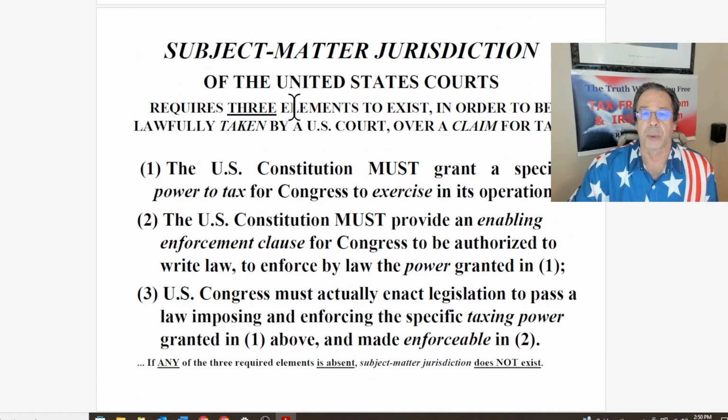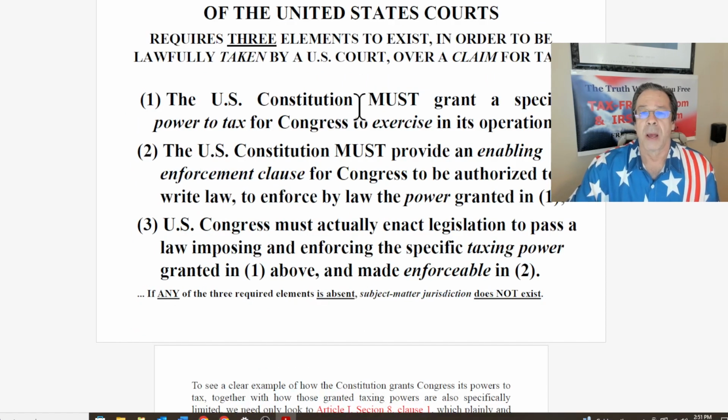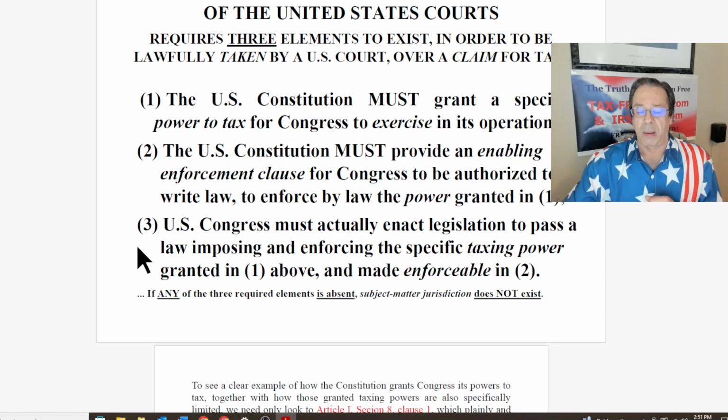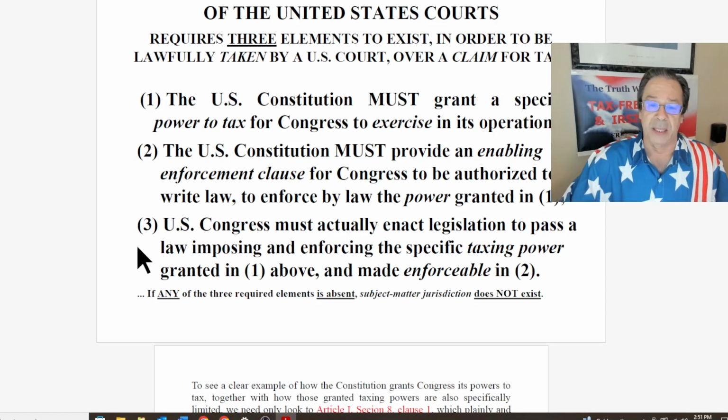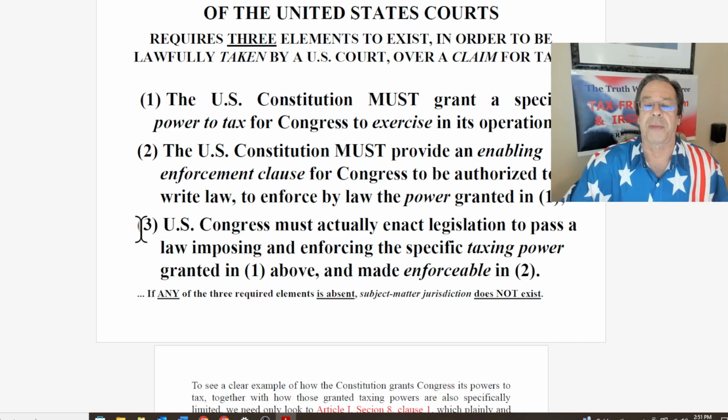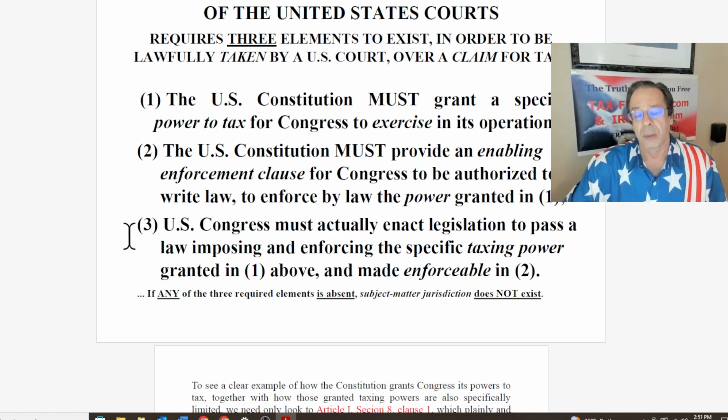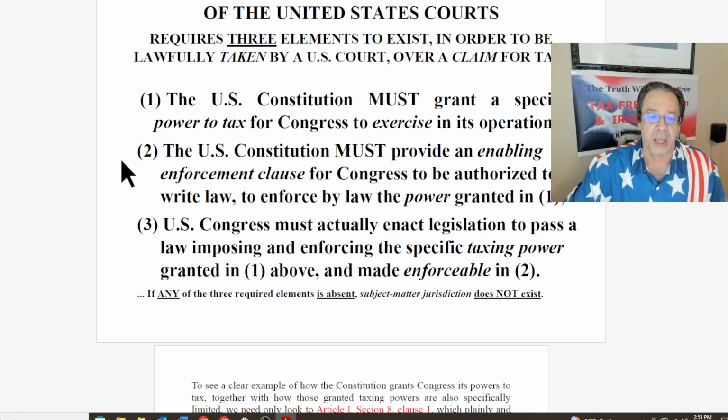Subject matter jurisdiction requires 3 elements. The power to tax must be granted, and an enabling enforcement clause must give Congress the authority to write law to enforce the power to tax in number 1. And then, being empowered and able to write law, Congress must actually do so and write a law that enables the tax and makes it enforceable at law through additional statutes written by Congress, because they're authorized by the Constitution to enforce the power granted.